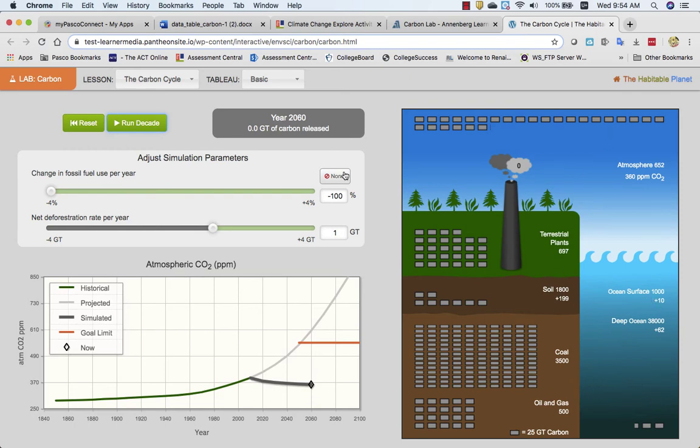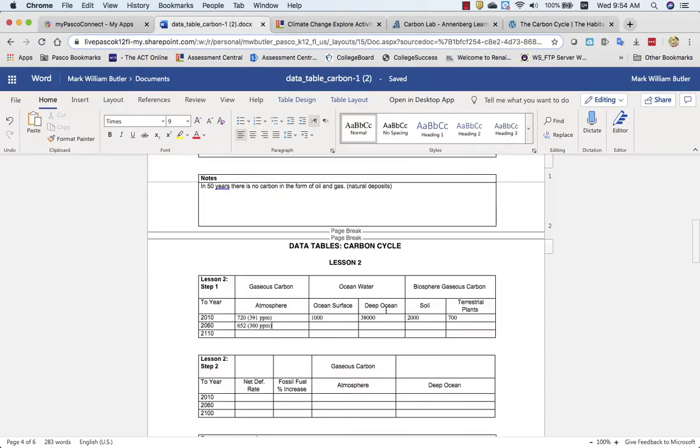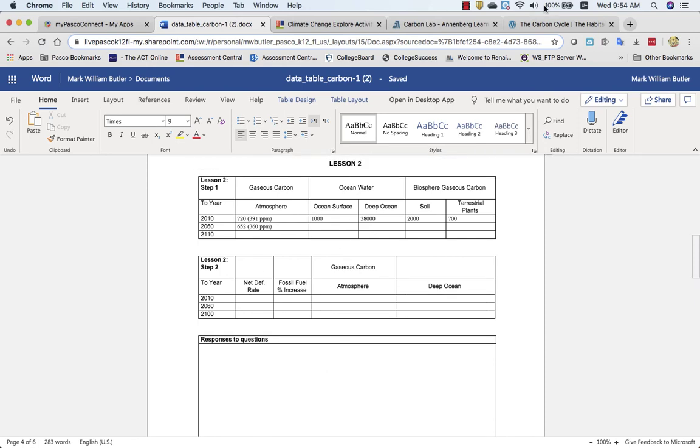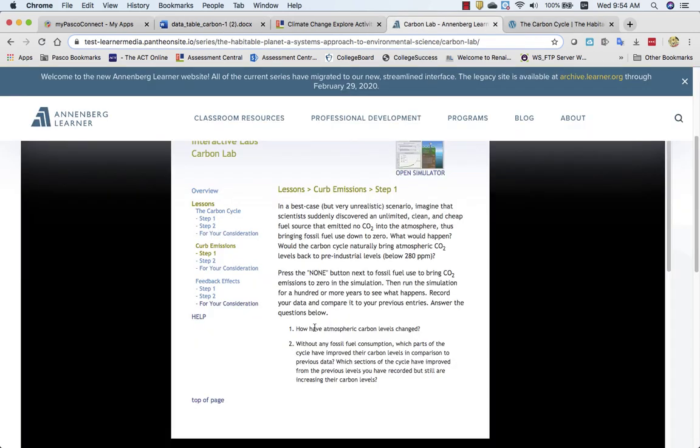So you're going to run through that simulation. Again, you're going to go another 50 years and record those data values down, looking at our data table. And this time it wants us to respond to the questions. So let's look at those questions. How have atmospheric carbon levels changed without any fossil fuel consumption? Which parts of the cycle have improved their carbon levels in comparison to previous data? What sections of the cycle have improved from the previous levels you've recorded but still are increasing their carbon levels?